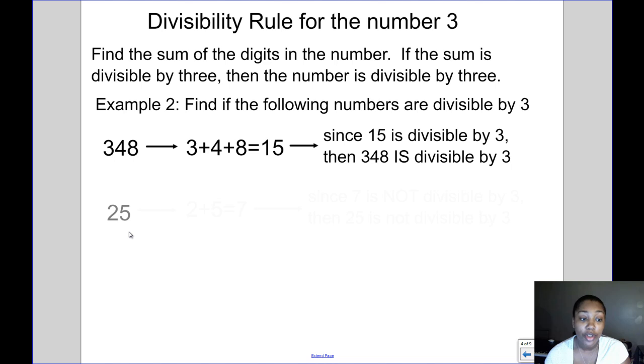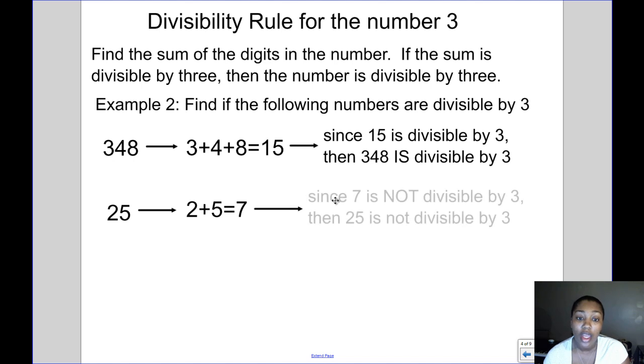Our next number is 25. Again, we want to know, is this divisible by 3? So to find out, first, we're going to add the two digits together, and 2 plus 5 gives us 7. So then again, we have to ask ourselves, well, is the number 7 divisible by 3? And the answer is no. So since 7 is not divisible by 3, then 25 is not divisible by 3.